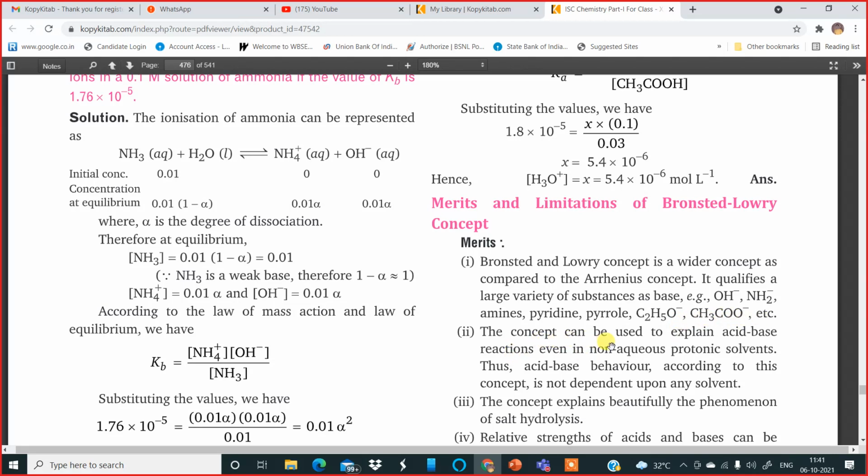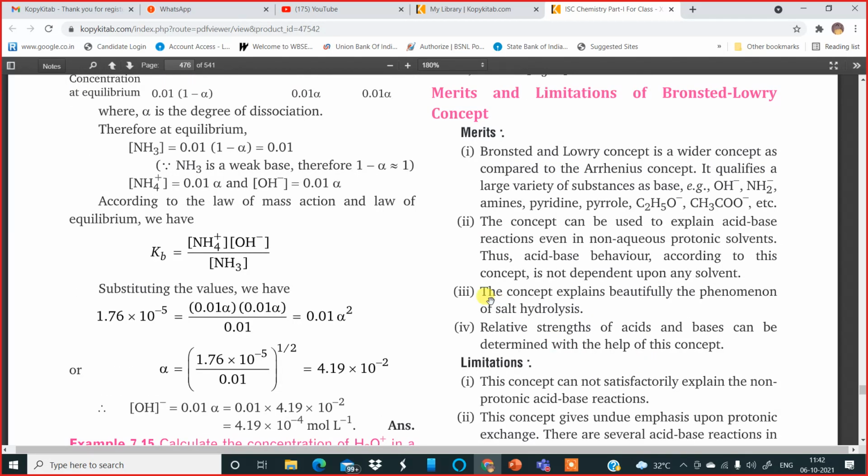The concept can be used to explain acid-base reactions even in non-aqueous protonic solvents. Thus, according to this concept, acid-base behavior is not dependent upon any solvent. This concept explains beautifully the phenomenon of salt hydrolysis. When we add water to a salt, the salt undergoes hydrolysis, and this has been made possible by the Bronsted-Lowry theory. Then the relative strength of acids and bases can be determined with the help of this concept.